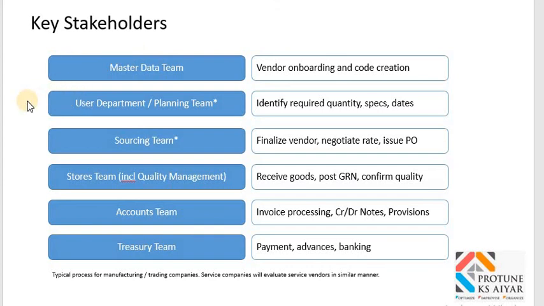The second stakeholder is the user department or the planning team. These are the ones who would be identifying the total requirement in terms of quantity, specifications, delivery dates, and these are the ones who would be raising purchase requisitions. Hence, you need to interact with them.